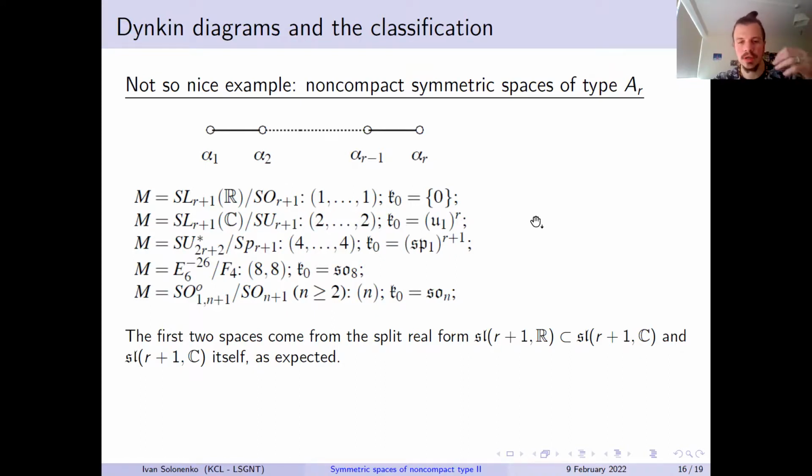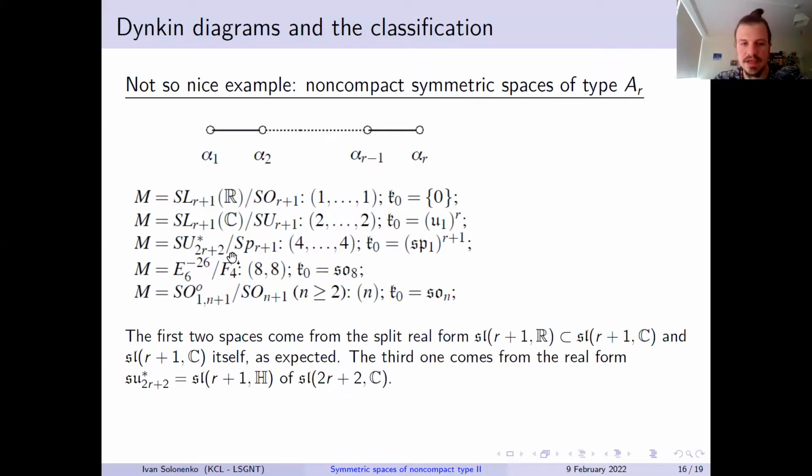Now, there is one more real form of the Lie algebra SL(r+1, C), depending on parity. It's SL(r+1, H), where you take quaternionic (r+1) by (r+1) matrices with real trace 0. This is a real form of SL(2r+2, C). So if your r+1 is even, there is this real form, and it gives another symmetric space of non-compact type written here in the third line, with all multiplicities 4.